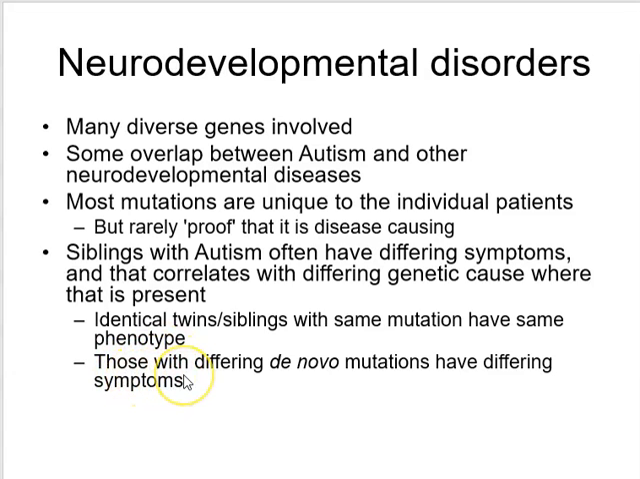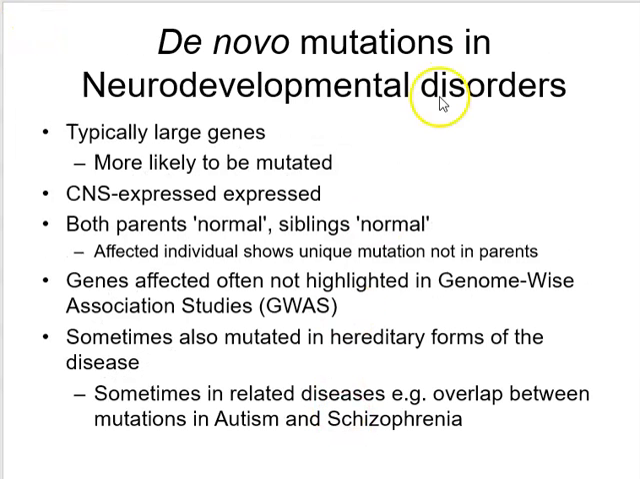However, if you find two siblings who both have autistic spectrum disorder having different de novo mutations, and this does happen, it happens rarely, you find that these have very differing symptoms, adding weight to the fact that these mutations are likely disease causing. So this is summarised here.